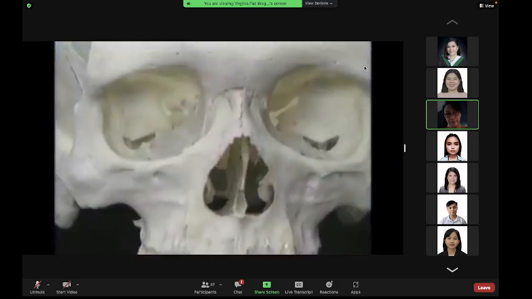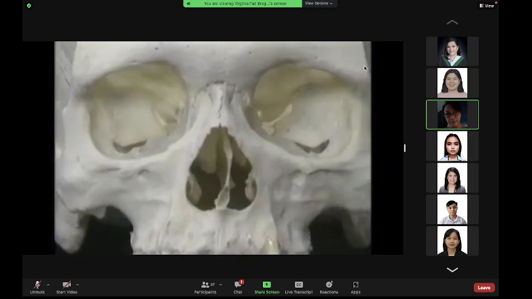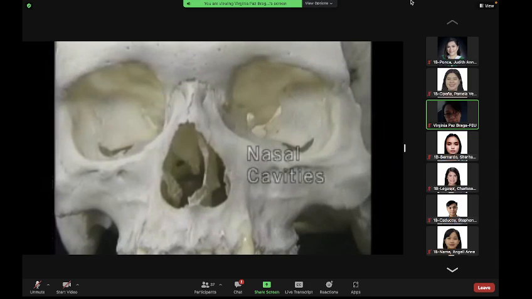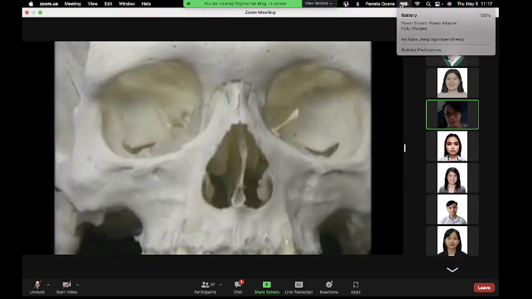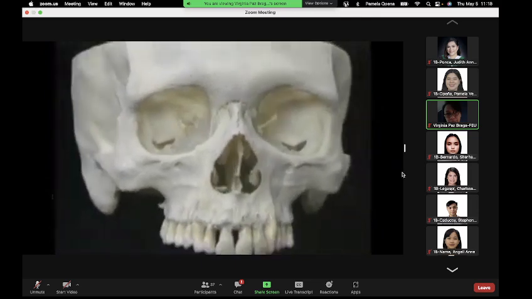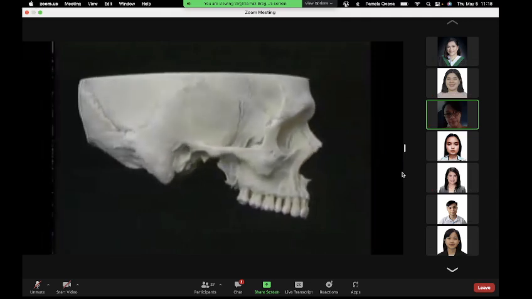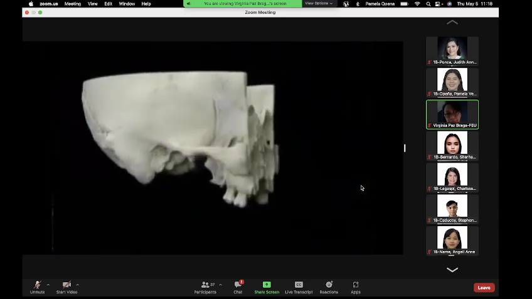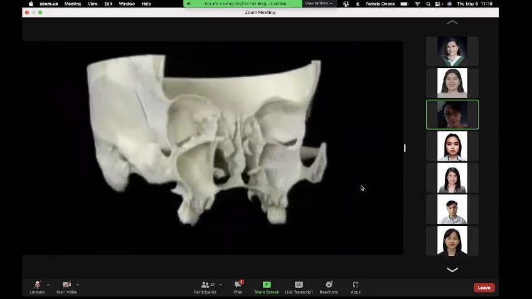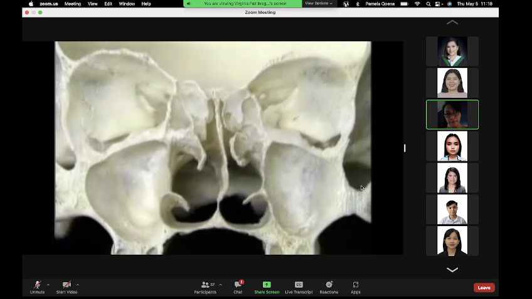The bony opening for the nose is called the piriform aperture. Inside it, there are two nasal cavities, a right and a left, separated in the midline by the nasal septum. To get a better look inside, we'll divide the skull in the frontal plane along this line. There's a lot to see here. Let's get ourselves oriented.